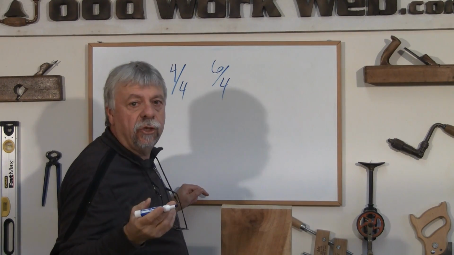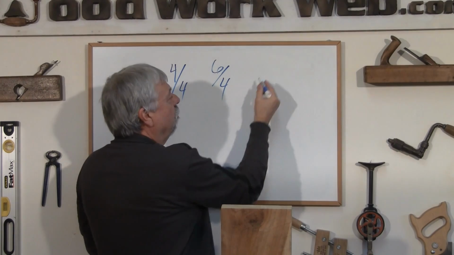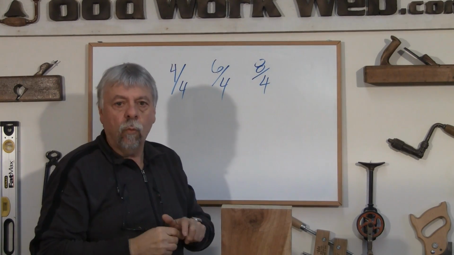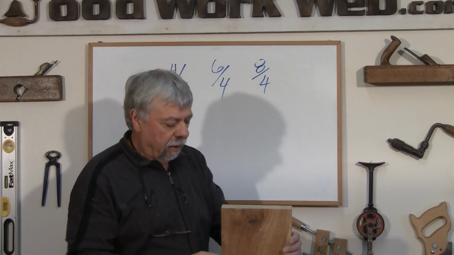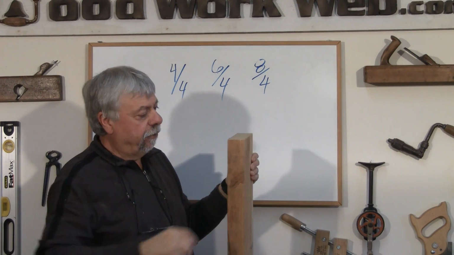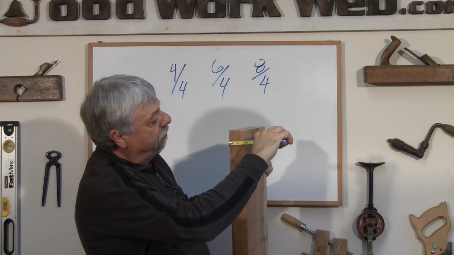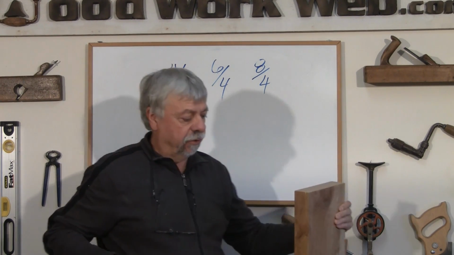And of course, if it's a 2-inch board, it's called an 8/4. That's when you're buying lumber, there's a 4/4, and if you measure it across, now it's shrunk a little bit because it's dried, but that's almost 2 inches.